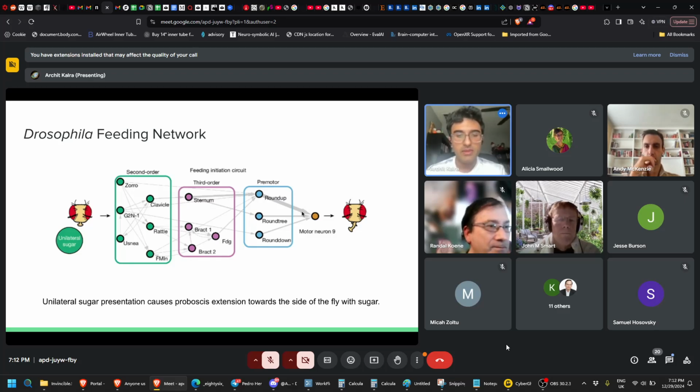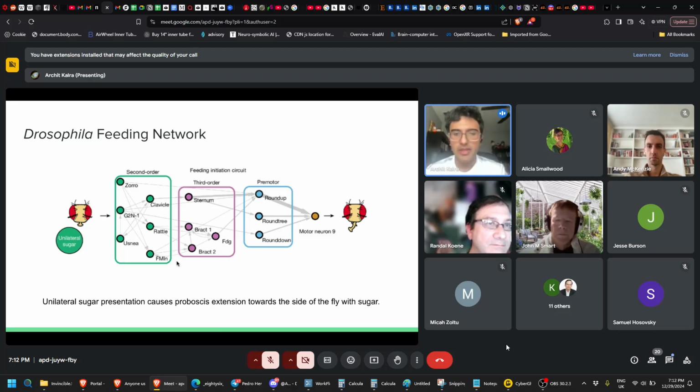For example, they initially focused on sugar presentation, and they discussed how unilateral sugar presentation causes the proboscis to extend towards the side of the fly with the sugar. We're only focusing unilaterally, and in this case the authors focus first on the left hemisphere. In the supplemental material, you can see data for the right hemisphere as well. But focusing first on the left hemisphere of the fly head where sugar is presented, we see how the fly moves its proboscis towards that sugar, towards that area.